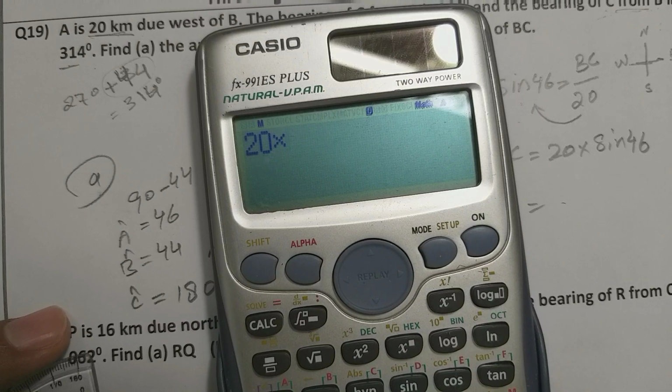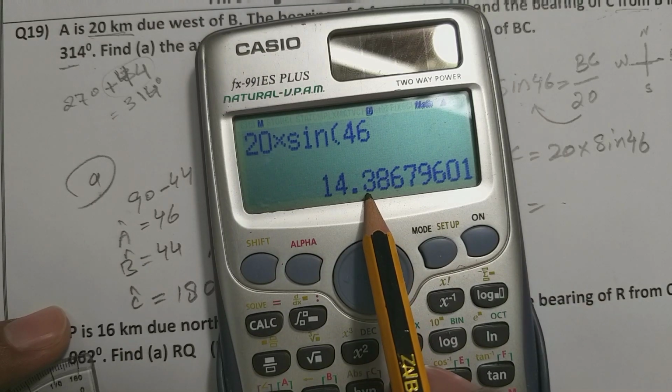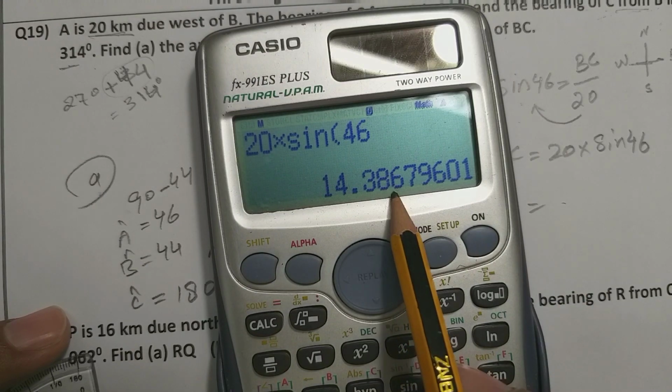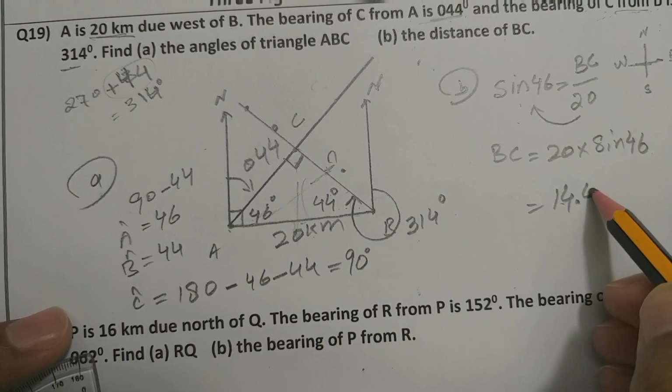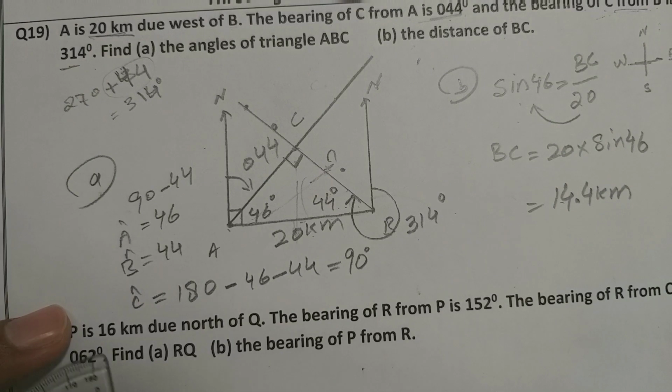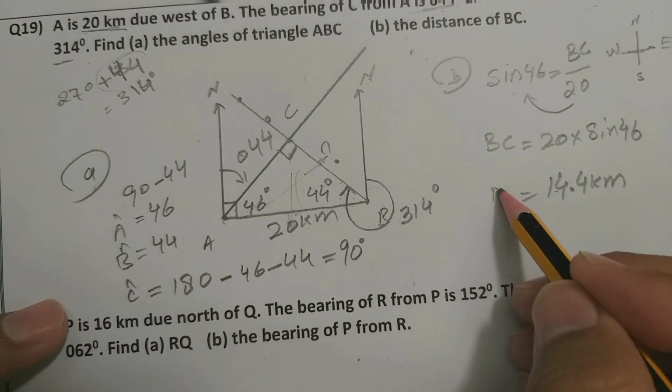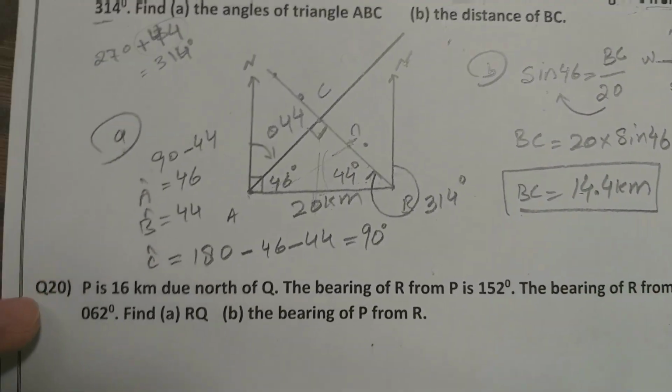20 times sine 46 gives 14.4. Because the next digit is more than 5, we can increase the number, so it is 14.4 kilometers. This is the length BC.